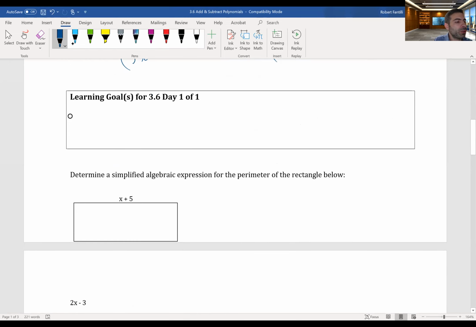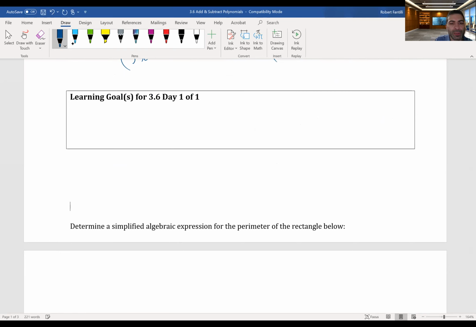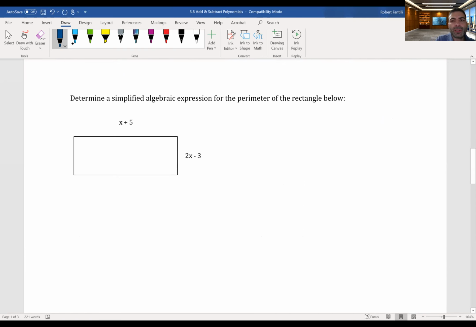All right. So here we have another. Determine a simplified algebraic expression for the perimeter. I'm just going to tab this down to the next page for my purposes. Okay. Find a simplified algebraic expression for the perimeter. Remember, the perimeter is really 2 times the length plus the length twice and the width twice. So if you add the length and width and then double it, that's the distributive property, right? 2 times the length plus 2 times the width, right?